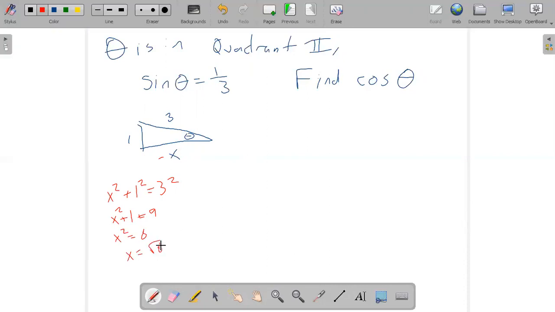But now you have to really pay attention because this has to be negative. So it would end up being x equals the negative square root of 8, because I'm in quadrant 2. So now if I wanted to find the cosine value, I would just say the negative square root of 8 over 3.